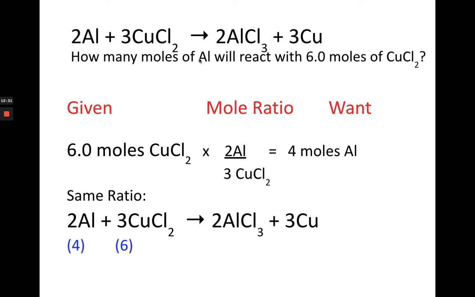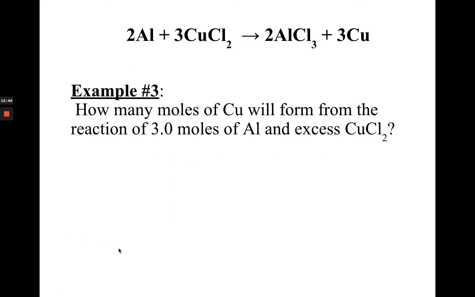So if we had 6 moles of copper chloride, we would need 4 moles of aluminum to react with it completely. And again, if you look at this, it's a 2 to 3 ratio, and what we figured out is that's the same thing as 4 to 6, and that does make sense. Okay, let's give another example.